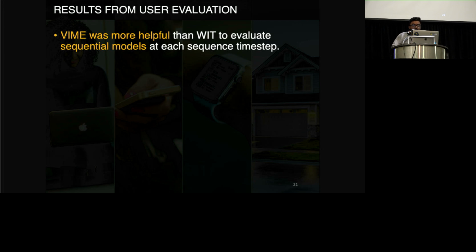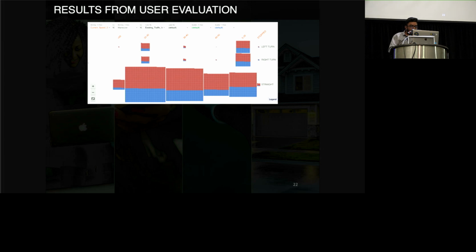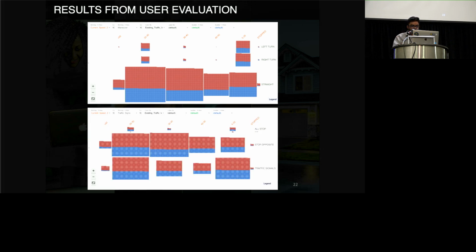Our evaluation results showed that interactions in VIME were more effective than the What-If Tool to evaluate sequential ML model decisions at each time step. For example, the What-If Tool limited participants to visualizing only 2 features at a time. They had to first evaluate the relationship between exiting speed and maneuver, and then between exiting speed and traffic signs to explore the driving scenario, unlike VIME that offered easy feature selection and filtering.